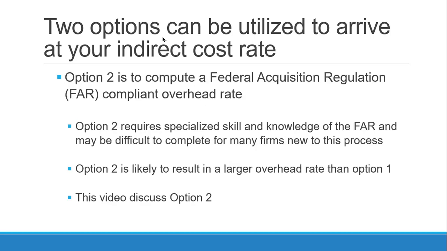Option two, and the focus of this video, is how to arrive at a FAR-compliant indirect cost rate. Option two requires specialized skill and knowledge of the FAR, the Federal Acquisition Regulation, and may be difficult to complete for many firms new to this process. The good news is option two is likely to result in a larger overhead rate than option one, the safe harbor rate. And again, this video discusses option two.